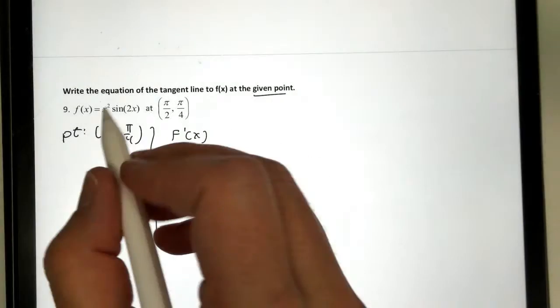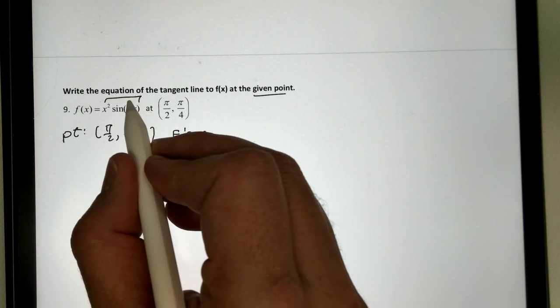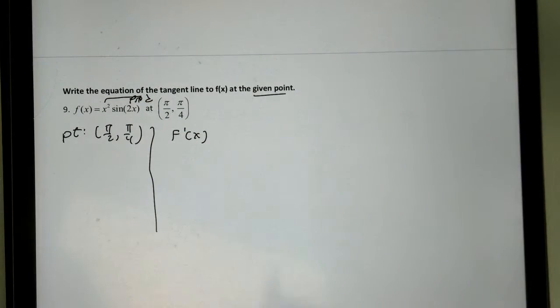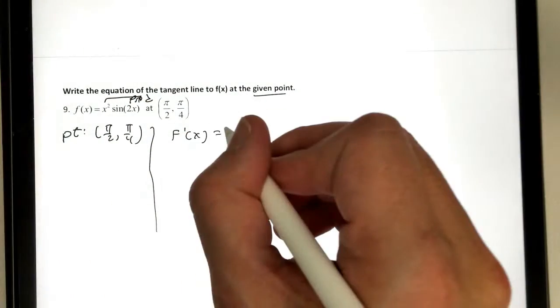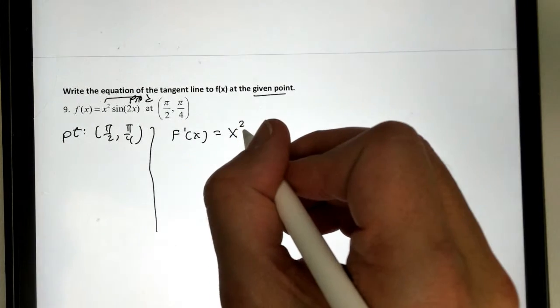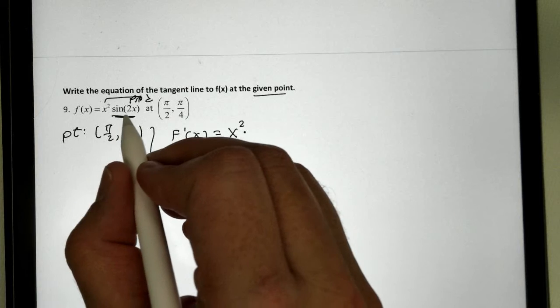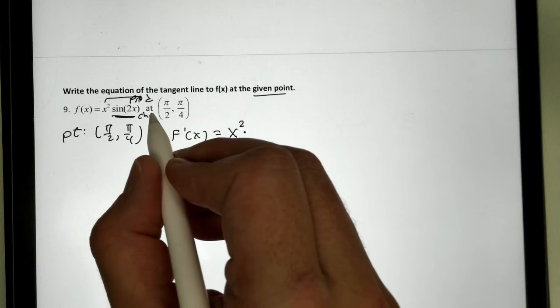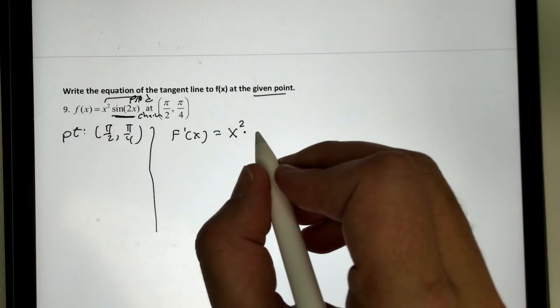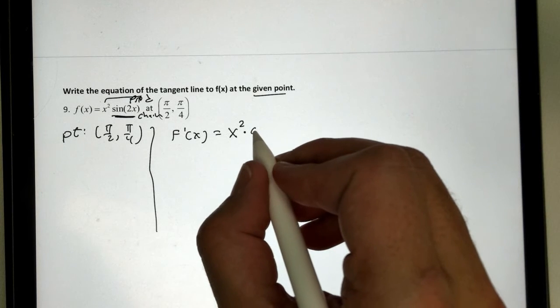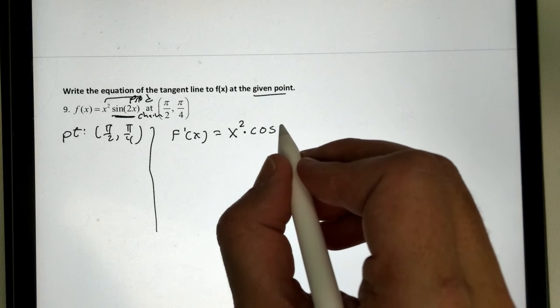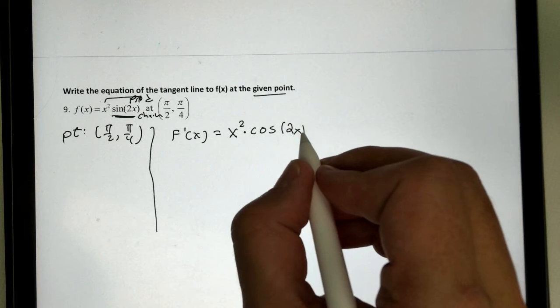Well, let's take a look here. This, of course, is our product rule, which says take the first function, x squared, multiply that by the derivative of the second. Now, when we do the derivative of the second, this is our chain. I tell you, this lesson's off the chain. The derivative of the outside is cosine. We leave that inside alone.